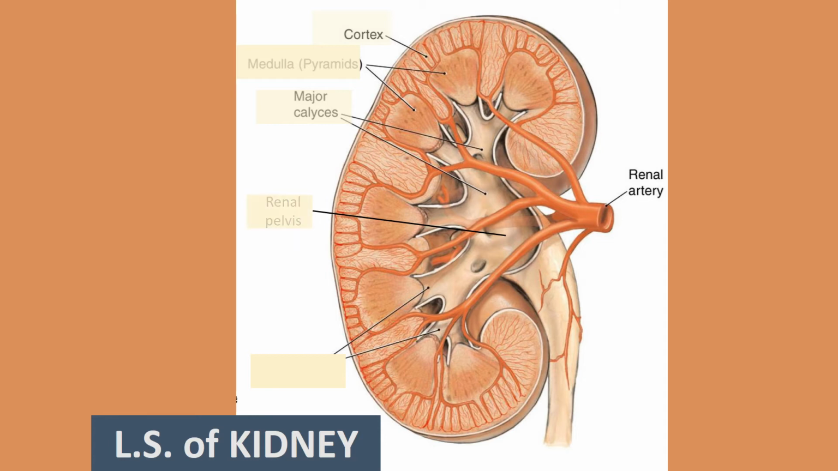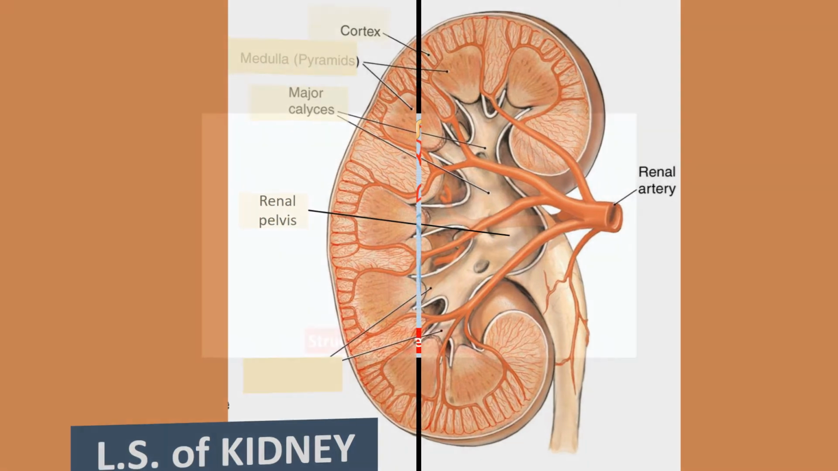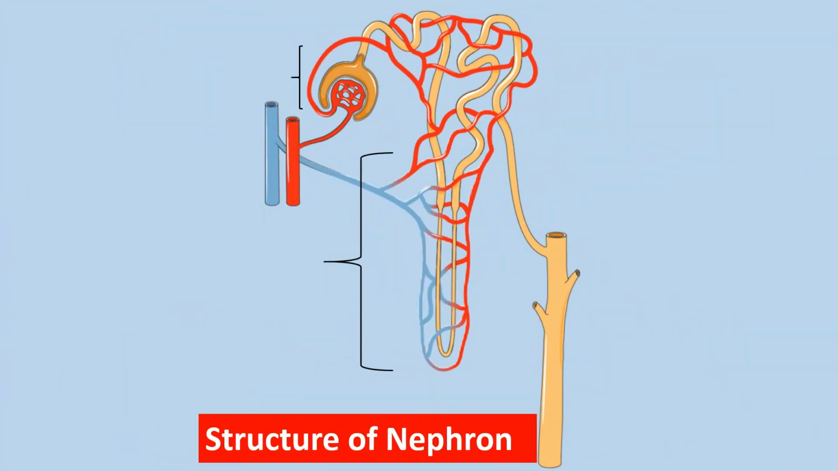Each kidney is made up of more than 1 million microscopic, thin tubular structures known as nephrons. Nephrons are considered the structural and functional unit of the kidney. A nephron is a long tube-like structure. It has basically two parts: one, the Malpighian body, and two, the renal tubule.